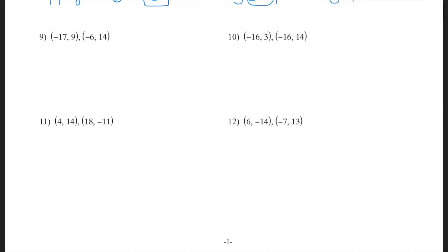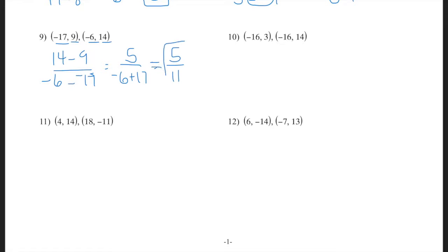Let's take a look at number 9. y2 and y1, 14 minus 9. x2 and x1, -6 minus -17. 14 minus 9 is 5. This is -6 plus 17, which is 11, and 5/11ths cannot be simplified. So there you go.